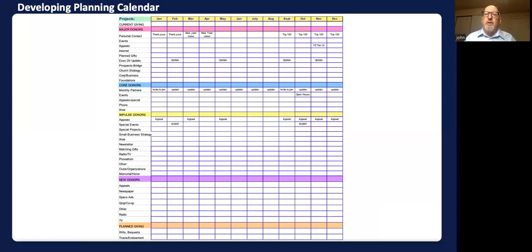The other ones are donor contacts that I've given you before. But that is a sample calendar of how to make and when to make contacts with major donors.